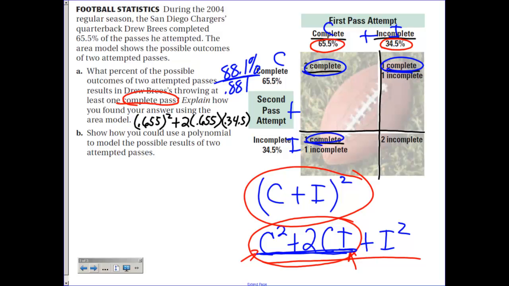Part B, we've kind of already shown how you can use the polynomial to model possible results of the 2 attempted passes. Well, we already showed that, and that was C squared plus 2CI plus I squared.